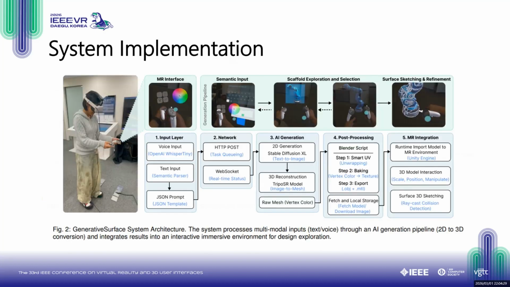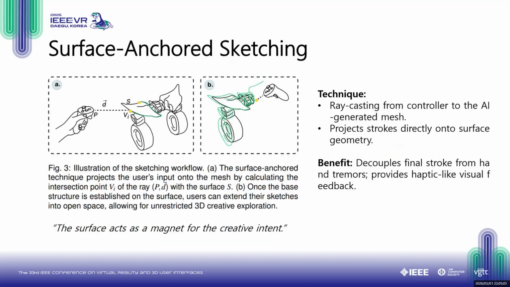Here is how we build it. First, the user speaks a command or inputs text with a virtual keyboard. Second, the system generates images and turns them into 3D models in seconds. Finally, we bring this model into the Unity engine and show it in the mixed reality environment. The key part here is how we can draw on the 3D models. This is the important part.